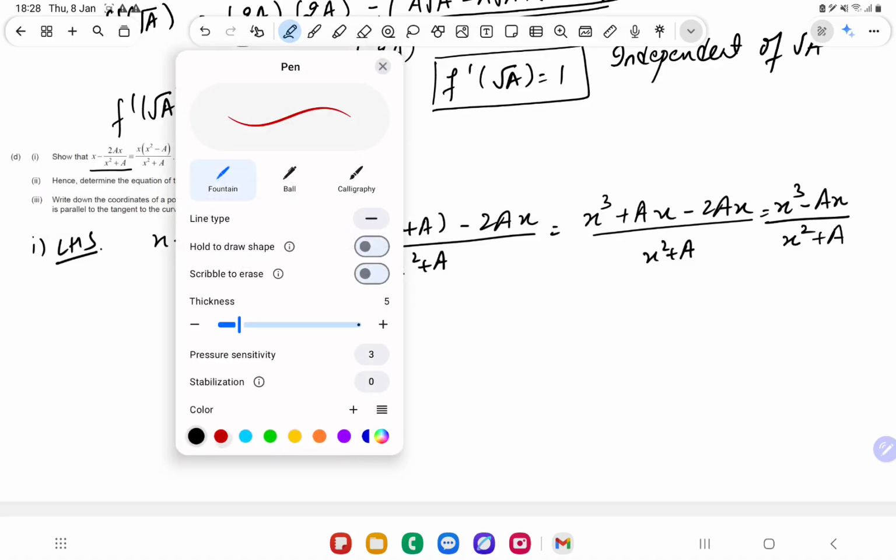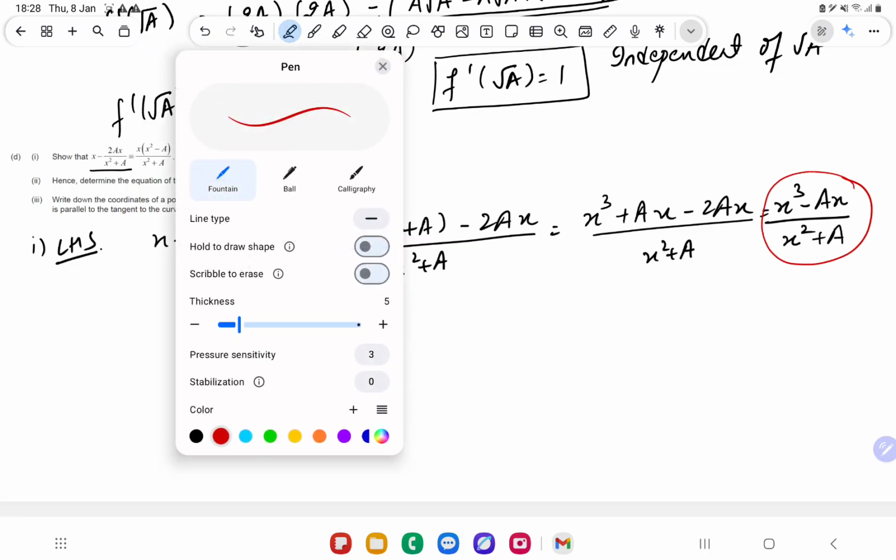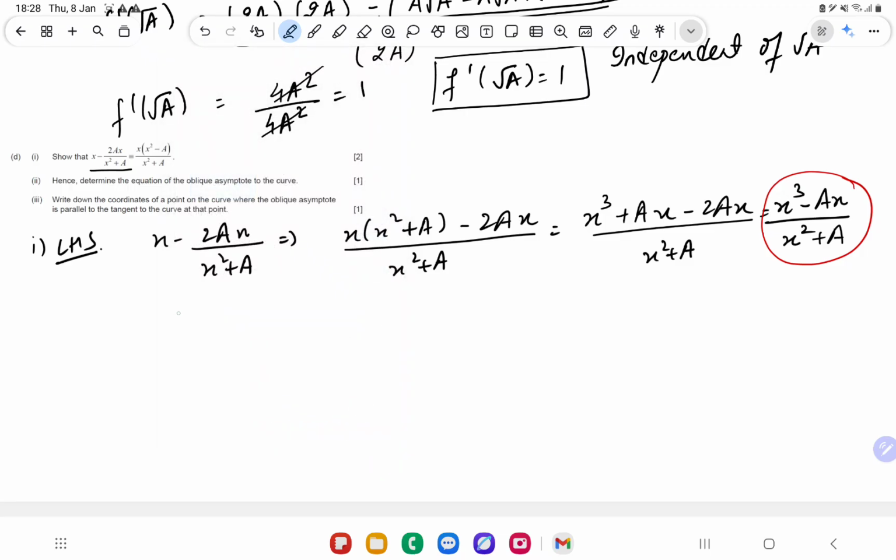Now if you see here, from the numerator I can take x common and I can write it as x bracket x square minus a whole upon x square plus a, and it is nothing but your right hand side of the first part. So for doing this you will get 2 marks. Let's move on to the second part.